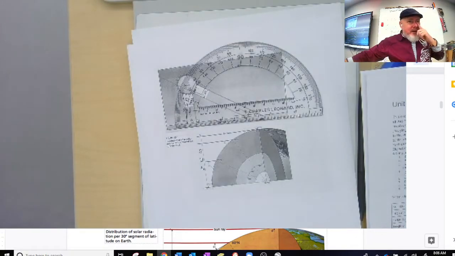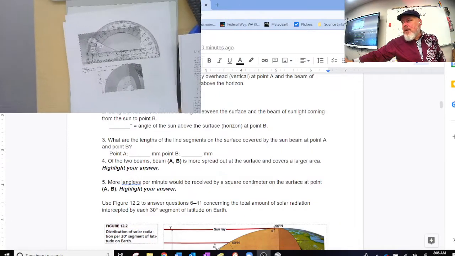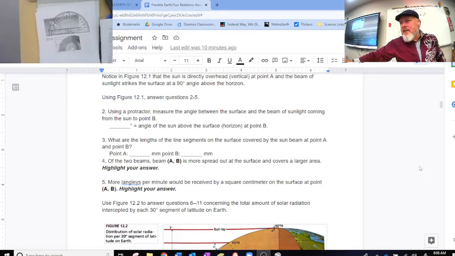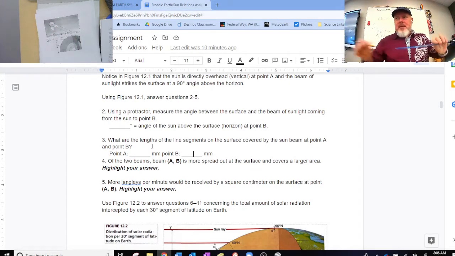All right, question number 3 says, what are the lengths of the line segments of point A to point B? So just so you guys know, we're looking right here. Question number 3. Is that on the screen? So you guys can see it. So question number 3 is right here. So I want to know how many millimeters there are in that line. So you need to get a ruler that has millimeters on it.